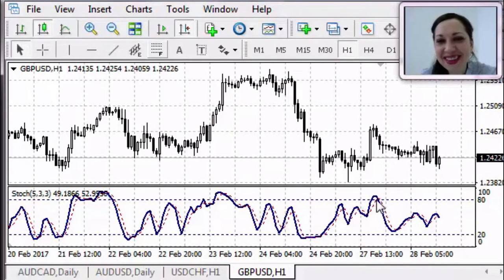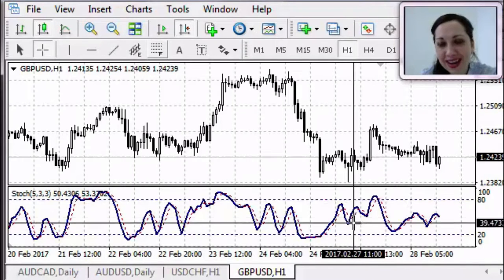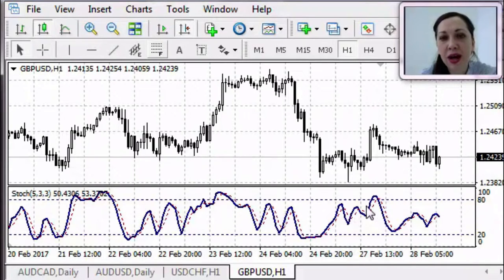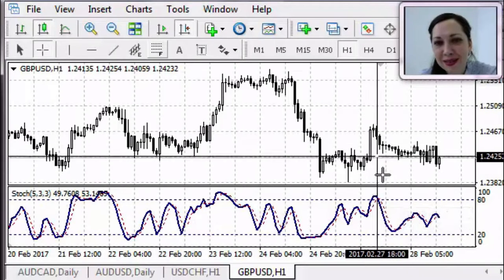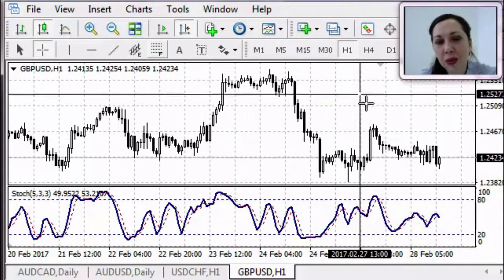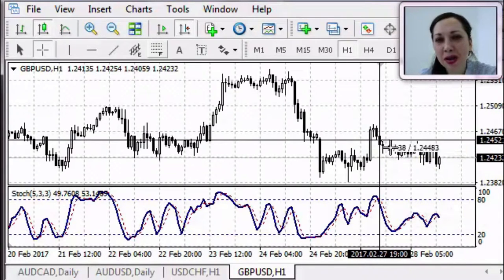Okay, the same situation with the sell trades. So we look at the market, we see when the value of the indicator crosses level 80 and goes down. This is the time to open sell trades. And also we can wait until the signal line crosses the main line in downward direction, almost at the same time, or a little bit later, like 2 candles later, it's a 1 hour chart time frame. So we enter the market over here.